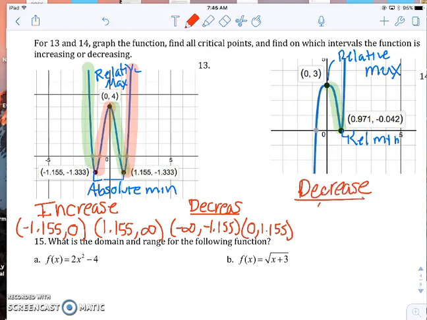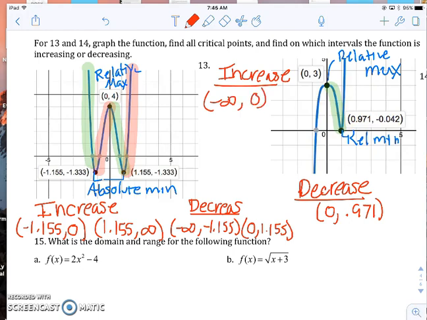So it's decreasing from where x is 0 to 0.971. And then it's increasing, again, those x values, so negative infinity to 0. And then once again from 0.971 to infinity.